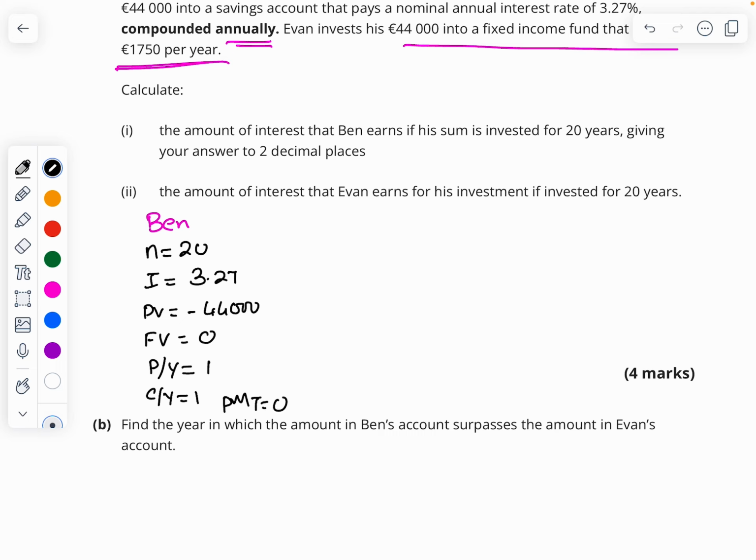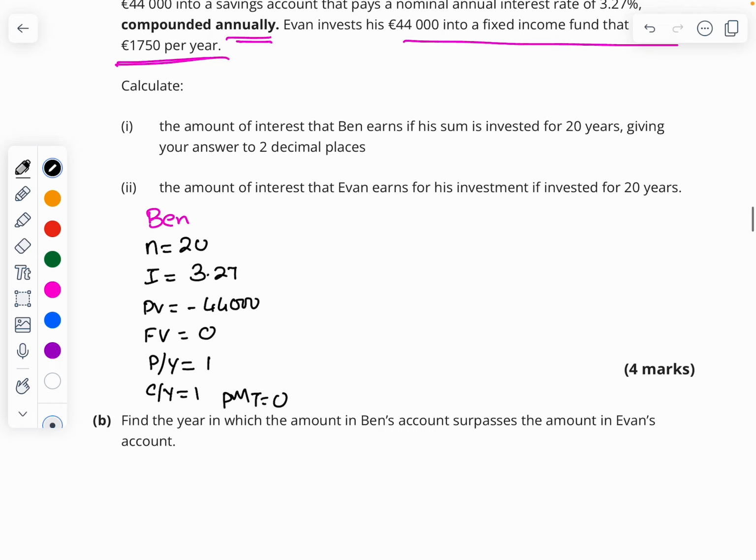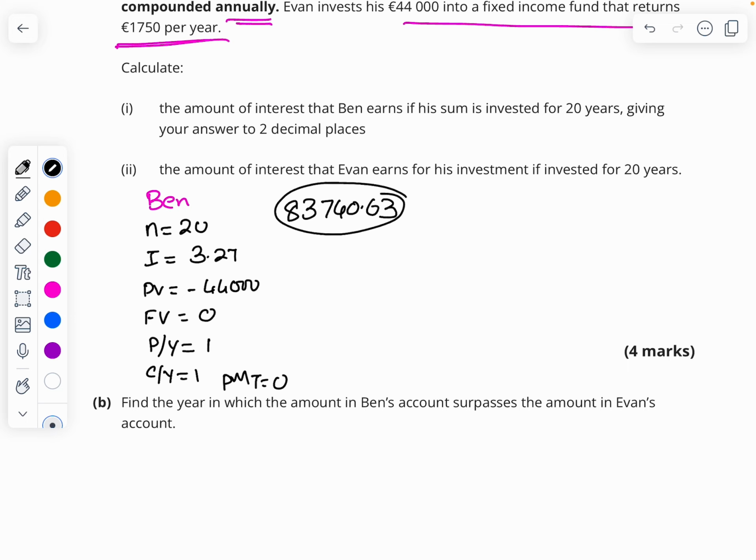Then calculate that one. N value is 20 and I value is 3.27. Present value is minus 44,000. Then PMT is 0. Then future value we have to calculate. P/Y is 1. C/Y is 1. We have to calculate the future value. It becomes 83,740.63. So this is the amount he totally earned.